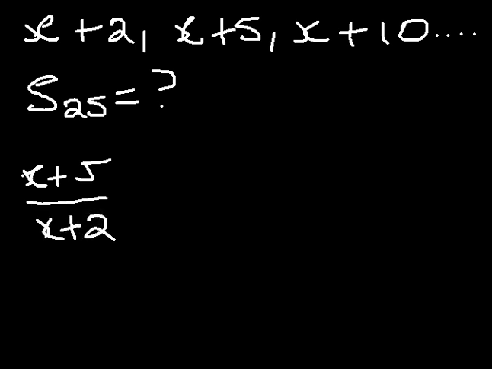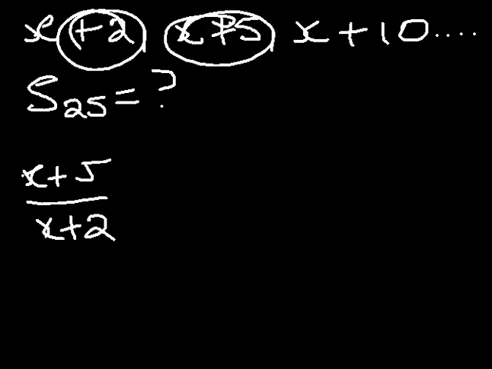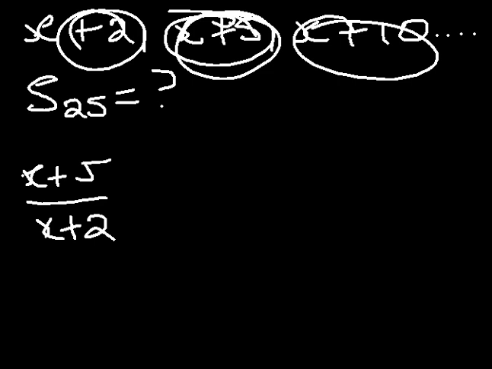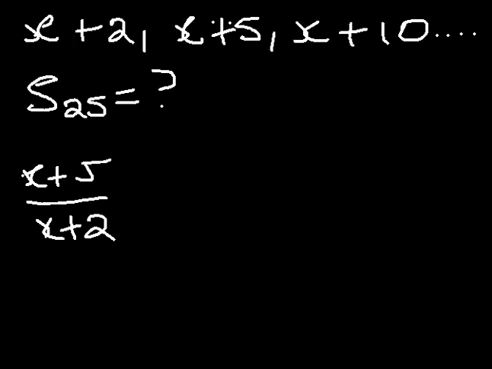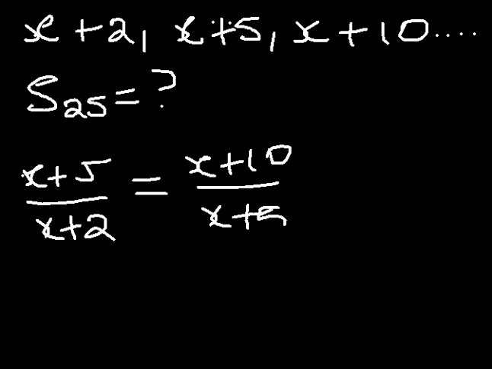Mind you, in order to get the common ratio, we divide a term by the term before it. So we have this one divided by this one, and this one divided by this one, in order to have the common ratio. That is the same as (x+10) divided by (x+5). That would be the case to look at.